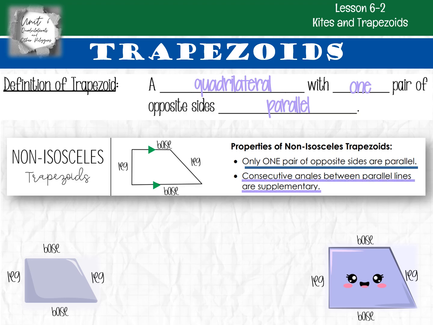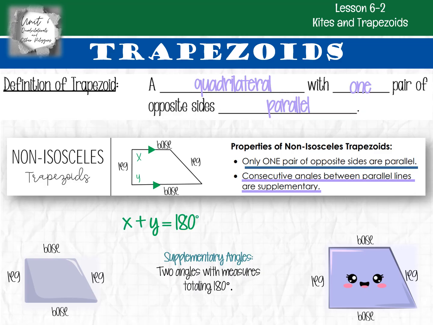Consecutive angles between the parallel lines are supplementary. Reminder, supplementary angles are two angles with measures totaling 180 degrees. So x plus y is 180 degrees, and a plus b is 180 degrees. And that's all we're going to know from our properties.